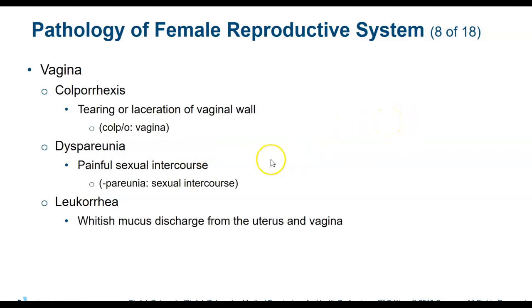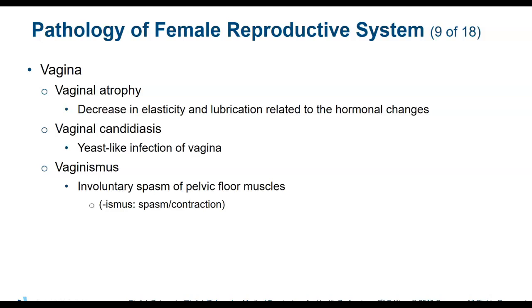With the vagina, excuse me, colporrhexis is the tearing or laceration of the vaginal wall. Dyspareunia is painful sexual intercourse. Leukorrhea is the whitish mucus discharge from the uterus and the vagina. Vaginal atrophy is the decrease in elasticity and lubrication, and it's related to hormonal changes. A lot of times you'll see this in women who have gone through menopause.